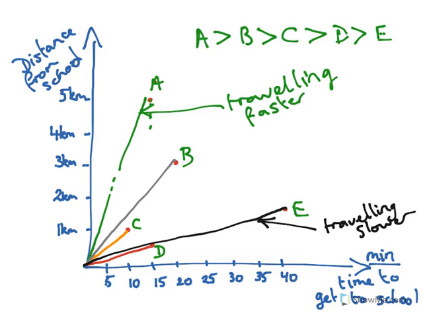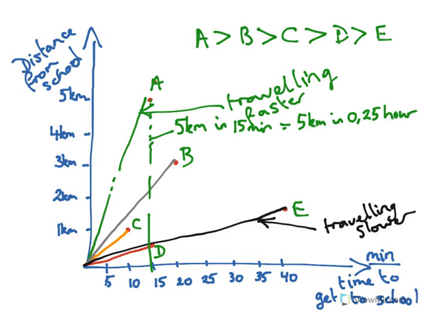number A, we would say that A travelled 5 kilometres in 15 minutes. 15 minutes is the same as quarter of an hour, so he travelled 5 kilometres in 0.25 of an hour. Because we usually take speed in kilometres per hour. So the speed of number A would be the distance he travelled, 5, divided by the time that it took him to travel that far, divided by 0.25.